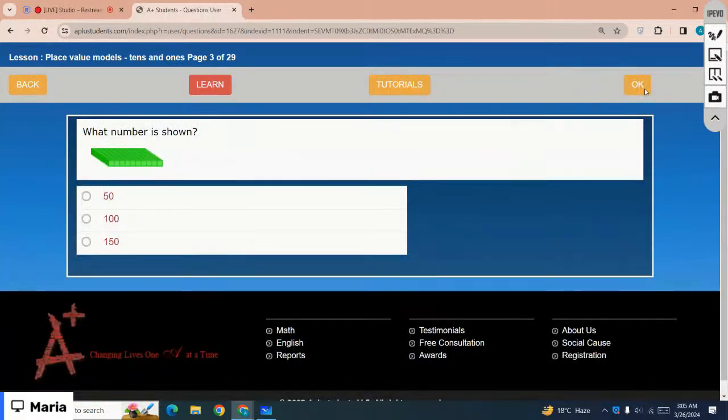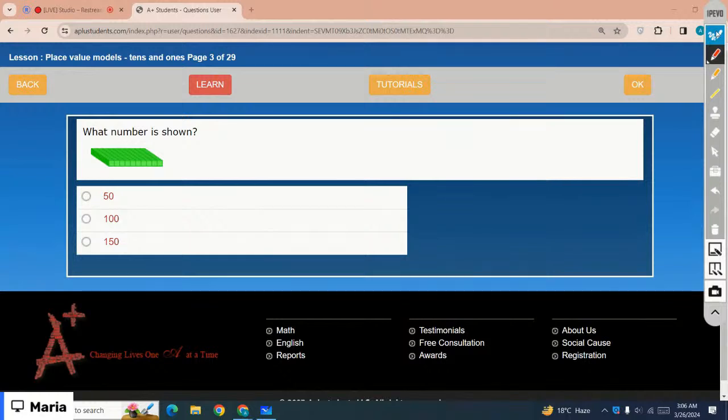Which number is shown? Which is the correct option? In the given model, you have 10 rows and 10 columns. You have 10 rows like this and 10 columns like this. So this model represents 100. The correct option is 100. Option number 2 is the correct option. That is 100.